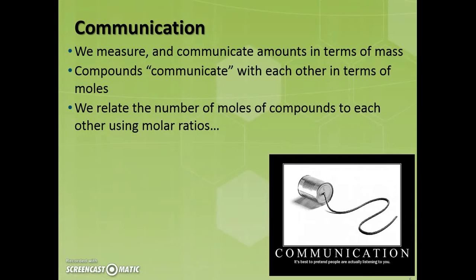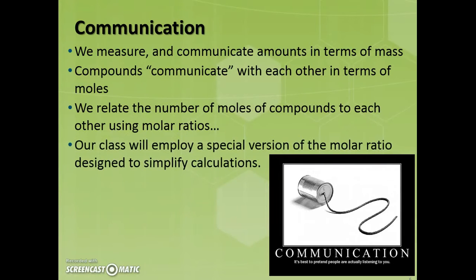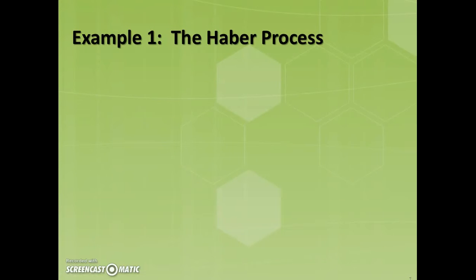And so what we're going to do is relate the number of moles of compounds to each other using molar ratios. And in our class, we're going to use a very specific, carefully designed version of the molar ratio, and this is going to dramatically increase our success rate when we're doing calculations. So it's probably as easy as anything for us to just simply illustrate this with a standard reaction. And the Haber process is very famous, and you've probably already seen it before.